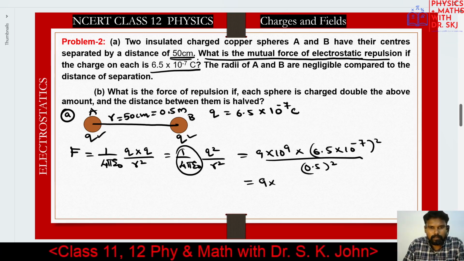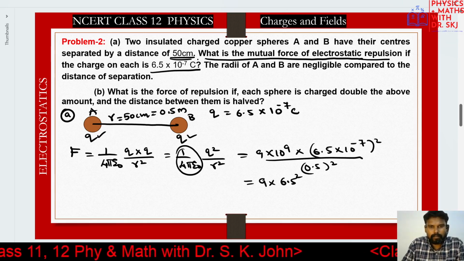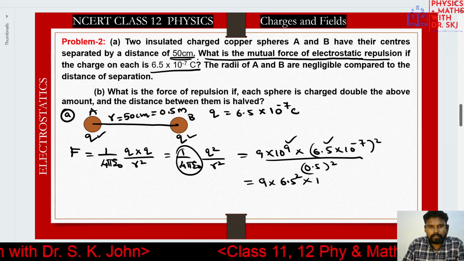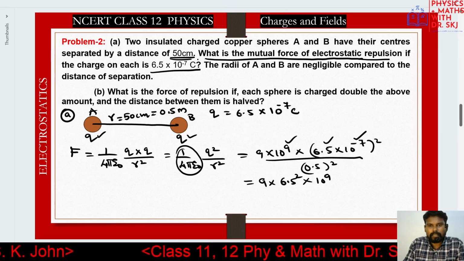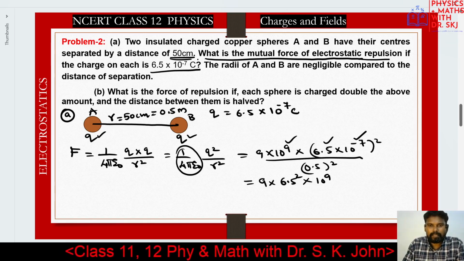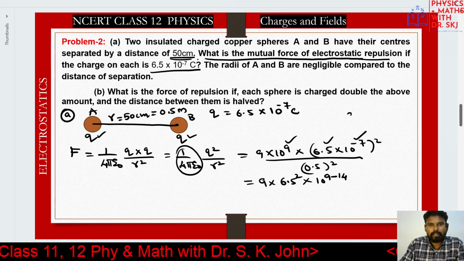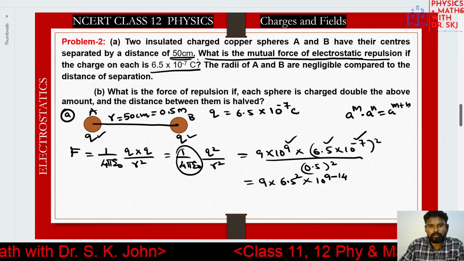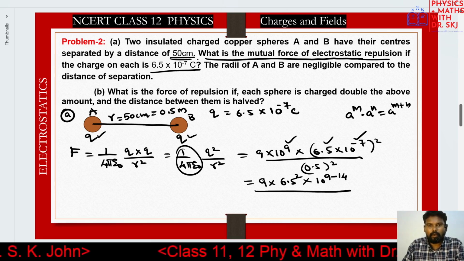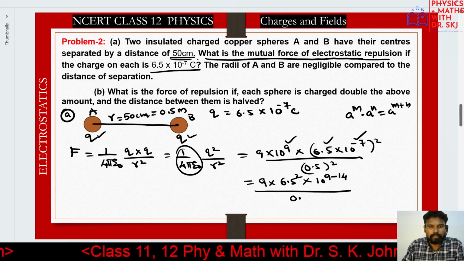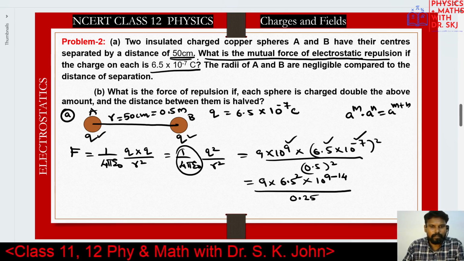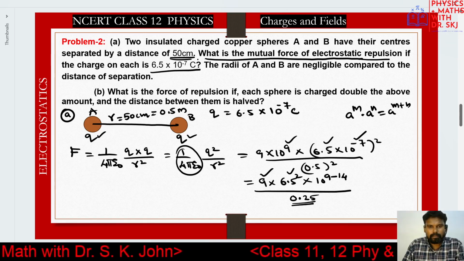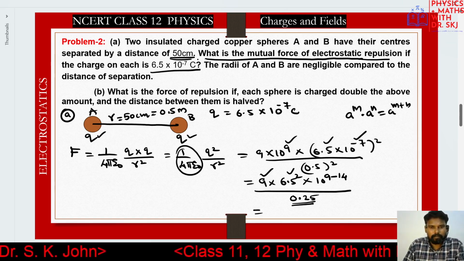We can calculate this value. It is 9 times 6.5 square, when you open this bracket, into 10 raised to 9. And when we square 10 raised to minus 7, it is 10 raised to minus 14, because a raised to m into a raised to n is a raised to m plus n. In the denominator, there is 0.5 square, which is 0.25, right? So you have to multiply these quantities and divide, and write the power also.